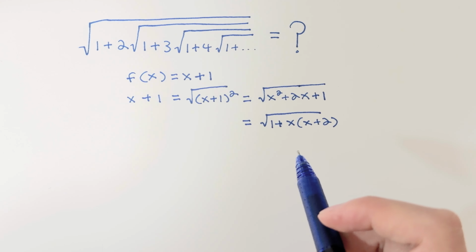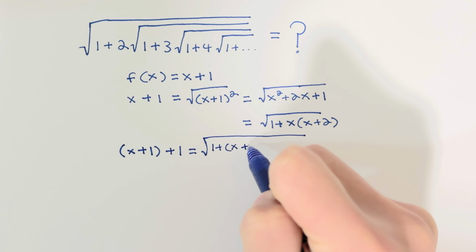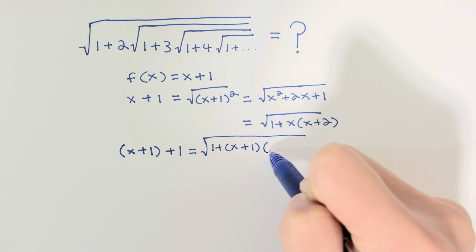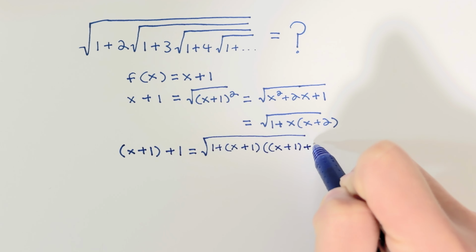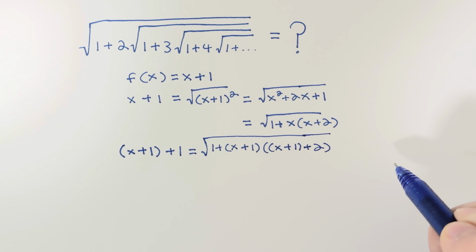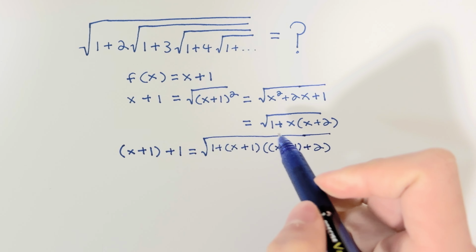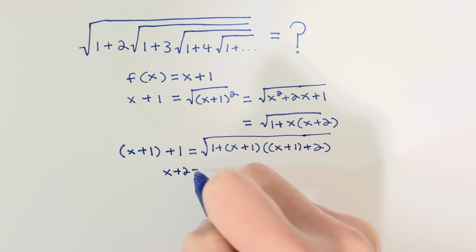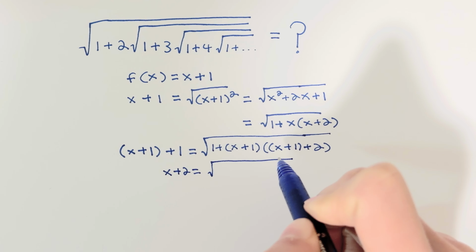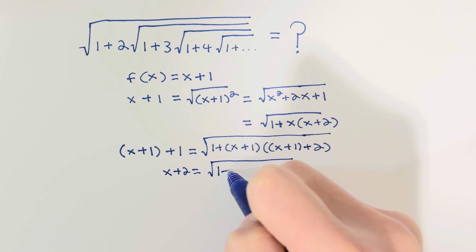If we replace x with x plus 1 in our original formula, then we'll get that x plus 1 equals the square root of 1 plus (x plus 1) times (x plus 1 plus 2), which simplifies to x plus 2 is equal to the square root of 1 plus (x plus 1) times (x plus 3).